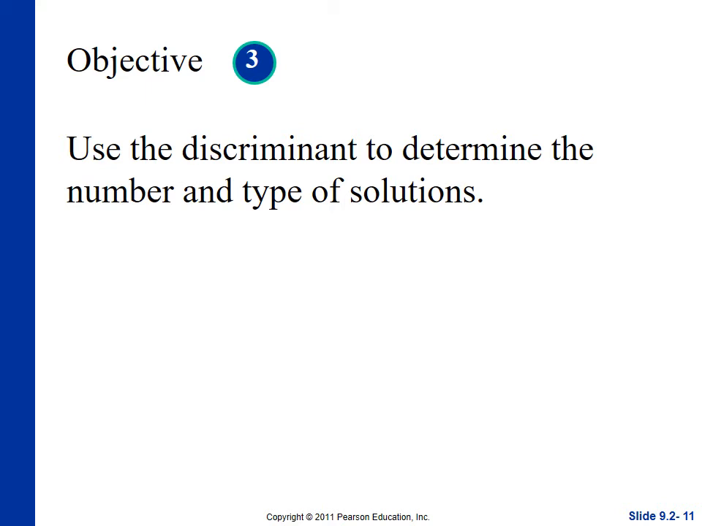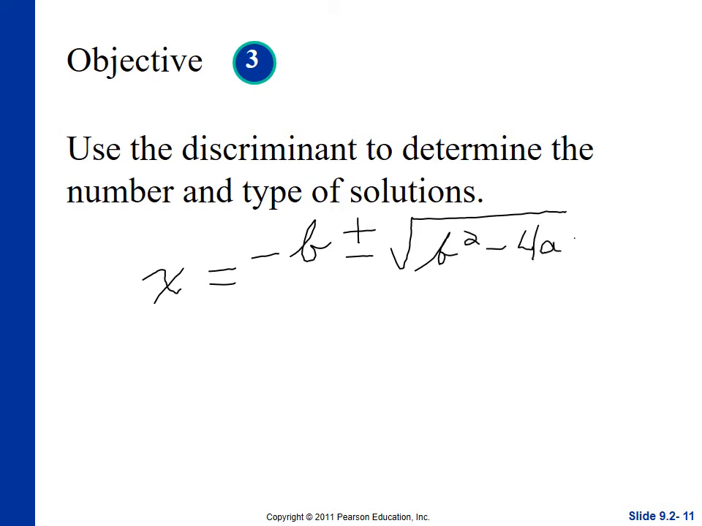Well, in the quadratic formula, x is equal to negative b plus or minus the square root of b squared minus 4ac, all over 2a, right? That's our quadratic formula. Well, the discriminant is this piece right here. That piece there is known as the discriminant.